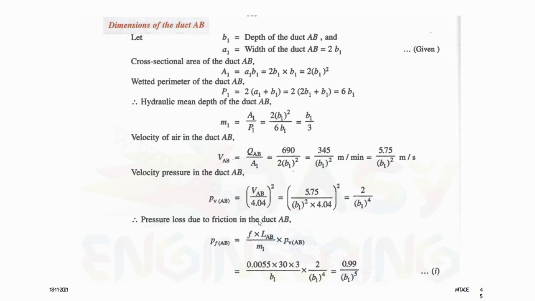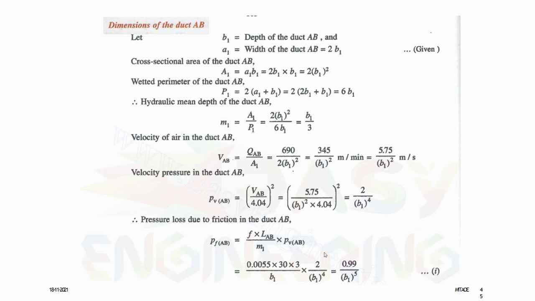Now for the duct AB, B1 is the depth of duct AB and A1 is the width of duct AB, which is twice B1. The cross section area is 2B1 square. The wetted perimeter is 6B1. The hydraulic mean depth M is B1 upon 3. Then the velocity of air in the duct AB is Q upon A, which is 5.75 upon B1 square meter per second. The velocity pressure in duct AB is PVAB, which is V upon 4.04 whole squared. Then it is 2 upon B1 raised to 4. We got the velocity pressure.